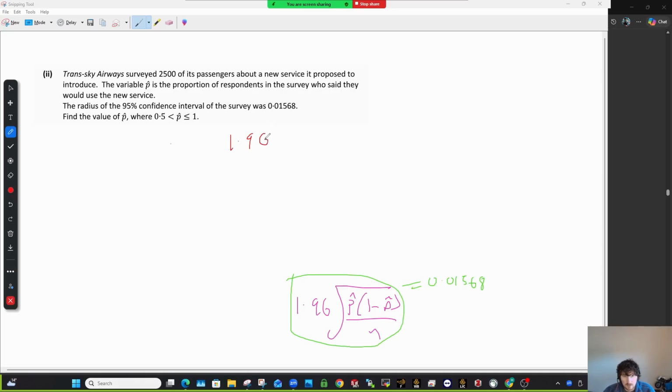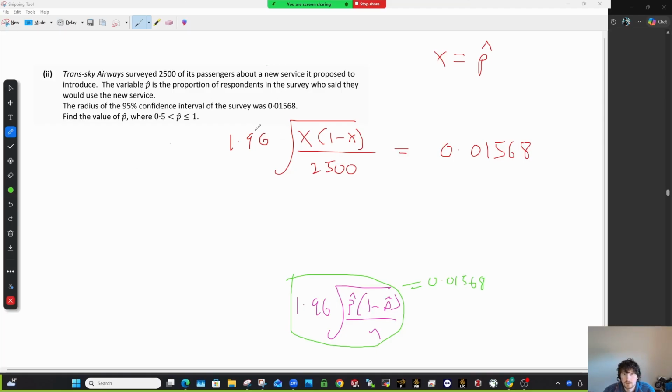So then we have 1.96 square root. Now, we don't know the p hat. The p hat is the unknown. Now, you can actually call that x if you want, but just tell the examiner that that's what it is, because x is a nicer symbol to show as our unknown. 2,500 was the sample size, and this is equal to 0.1568. But you can, of course, call it p hat if you feel comfortable moving that around.